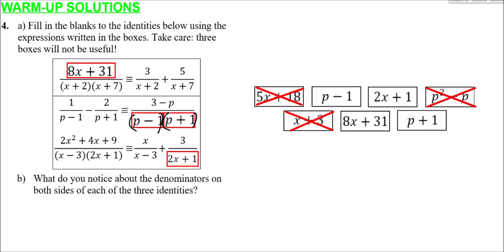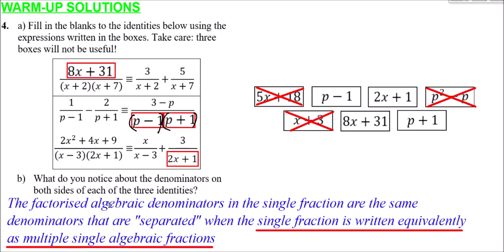So part B, just trying to really drive home the main point. What do we notice about the denominators on both sides of each of these 3 identities? Essentially, the factorized algebraic denominators in the single fraction are exactly the same denominators that are separated when that single fraction is written equivalently as multiple single algebraic fractions.